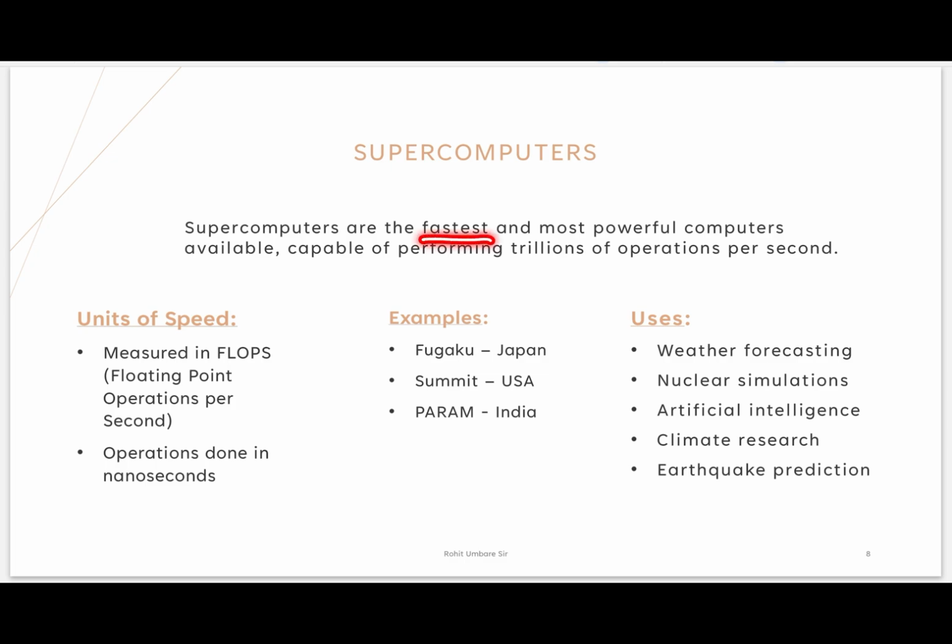Supercomputers are the fastest and most powerful computers available, capable of performing trillions of operations per second. How many operations? Trillions. But I will explain it in brief. They can perform up to a billion billion, meaning a quintillion, operations per nanosecond, not second, nanosecond.